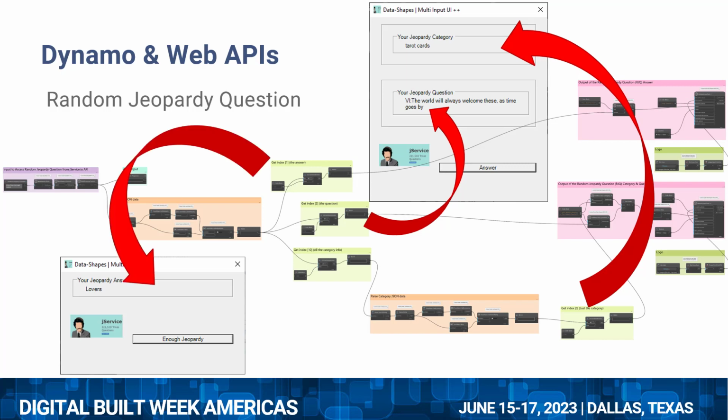So now we've learned how to parse JSON data to make it readable by Dynamo so that we can then put it into our lovely data shape pop-ups. This will become handy in a little bit when we look at information for projects. We do get to some stuff that's project related.